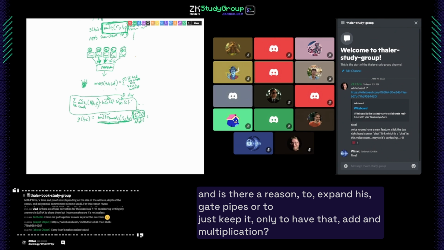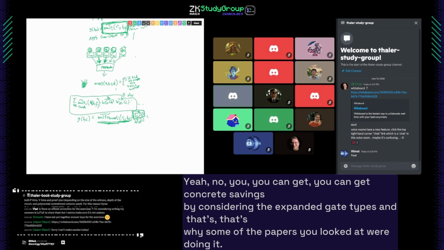Did that make sense? Yes, and is there a reason to expand these gate types, or to just keep it to add and multiplication? Yeah, no, you can get concrete savings by considering the expanded gate types, and that's why some of the papers you looked at were doing it.